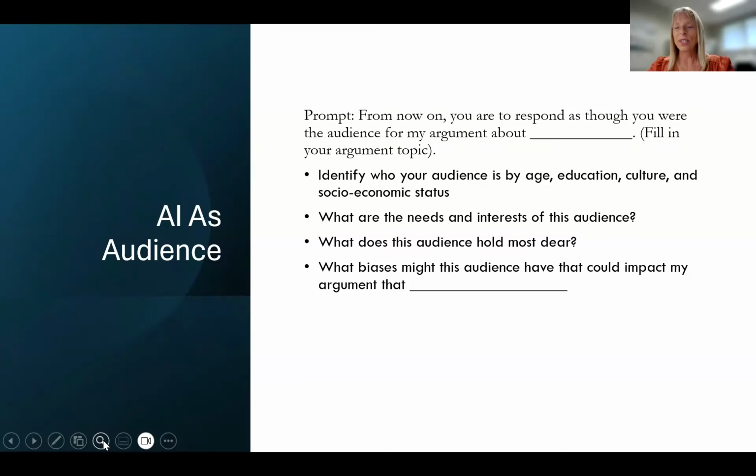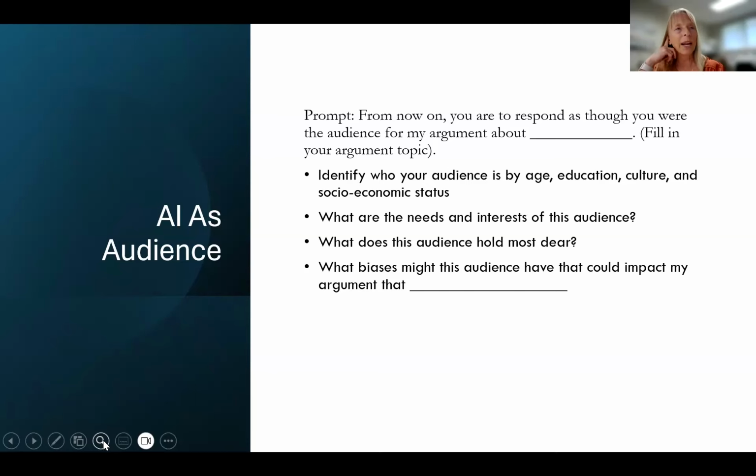Then what are the needs and interests of this audience related to this topic? What does this audience hold most dear? What do they value the most? What biases might they have that could impact my argument? And this gives students a whole lot of insight about, wow, I didn't know that my audience didn't know about this. And I didn't know that they need to know that. And I didn't even think about the fact that they might be unaware of this, or that they might have a prejudice towards this topic in this way.